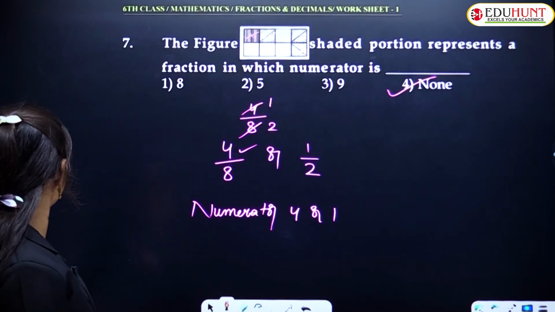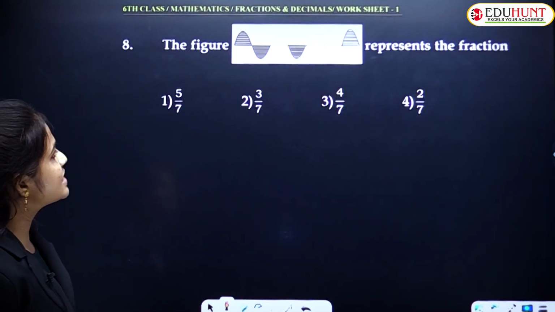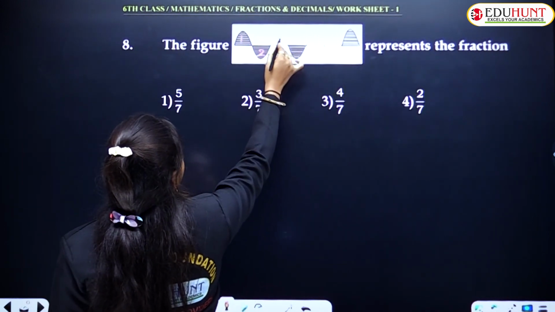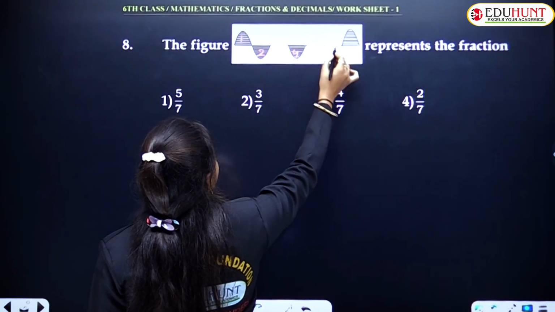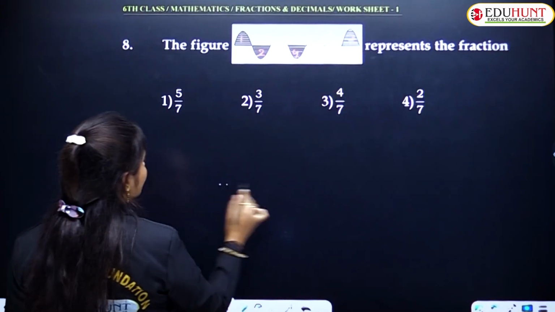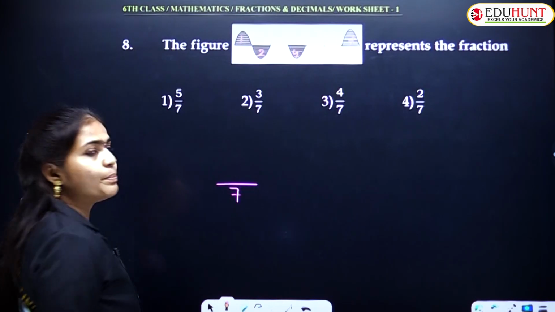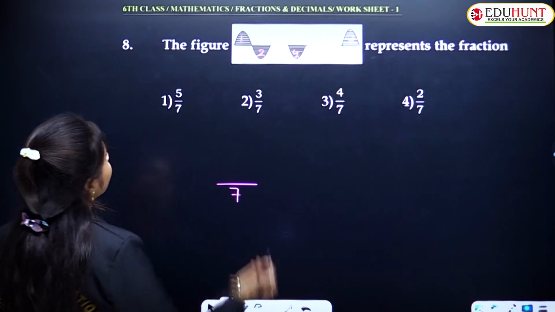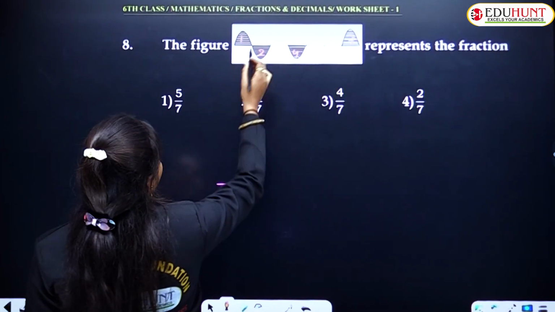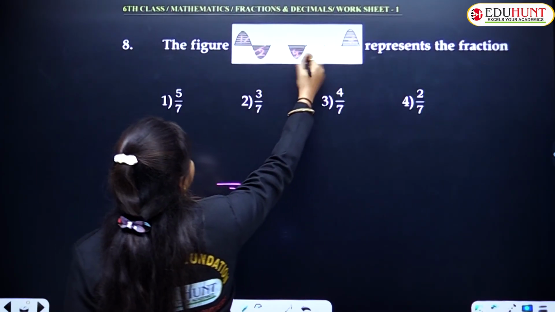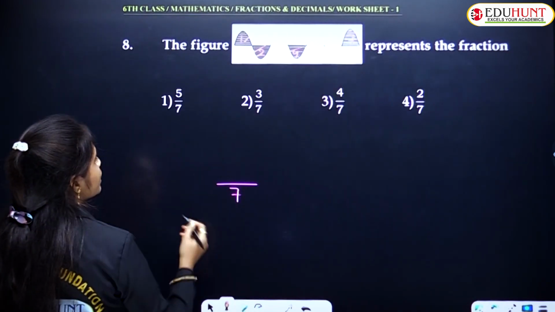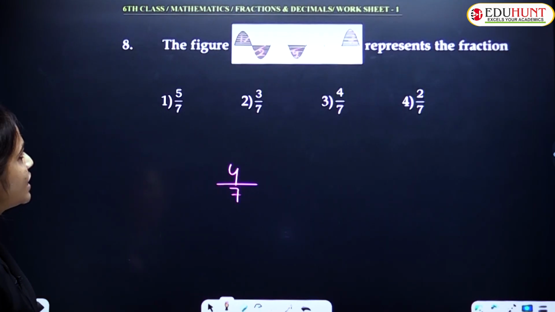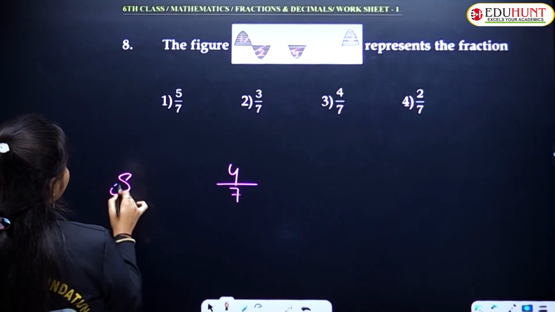Clear? Yes. Next. The figure represents the fraction. Again same. How many parts are there? 1, 2, 3, 4, 5, 6, 7. So totally the number of parts is 7. Out of 7, the figure represents the fraction of shaded parts. 1, 2, 3, 4. They didn't mention, no? So 4 by 7.